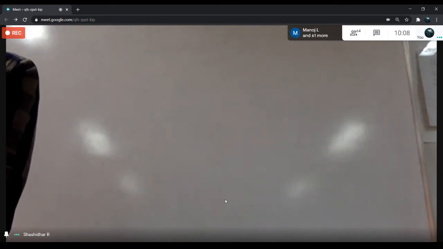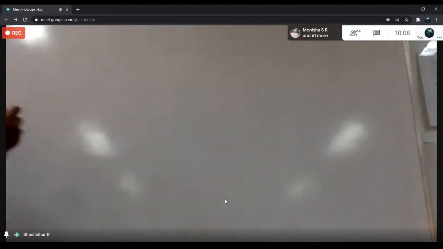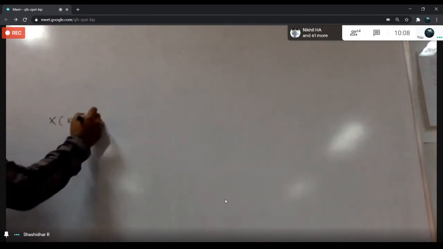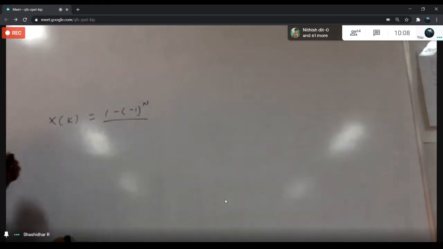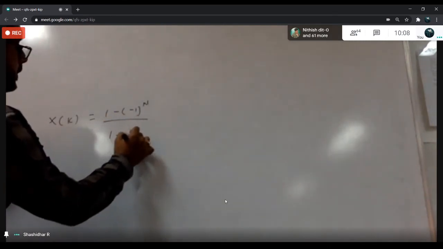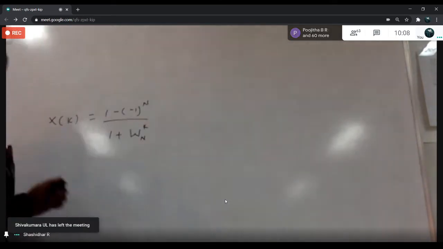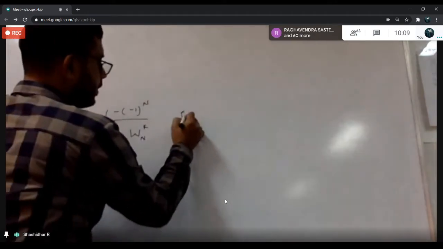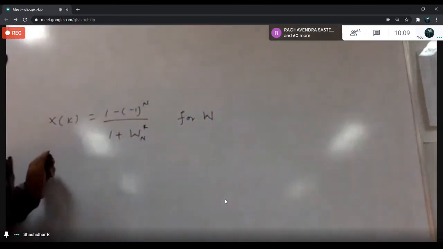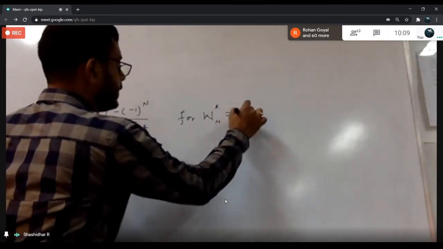Where? See, what is the final equation x of k that I wrote? x of k is equal to 1 minus 1 to the power of n, right? 1 plus W_n^k. Okay? So this is for W_n^k value not equal to minus 1.